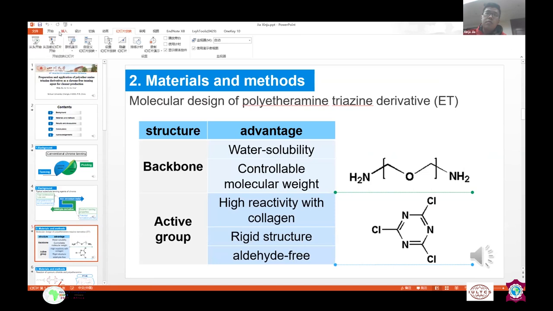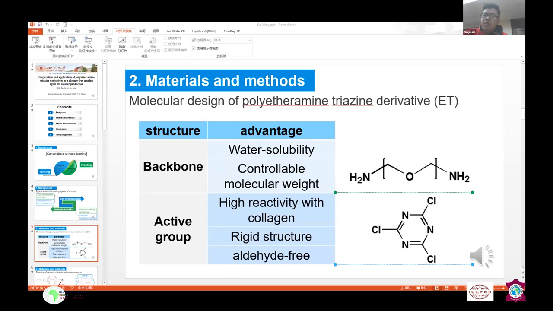Sorry. According to the following reaction, ET was prepared. A large number of terminal chlorine groups in the ET structure could react with amino groups of collagen and provide cross-linking, while the backbone of polyether could be used to adjust the molecular size and provide water stability. Then the product was proved by FTIR and NMR.